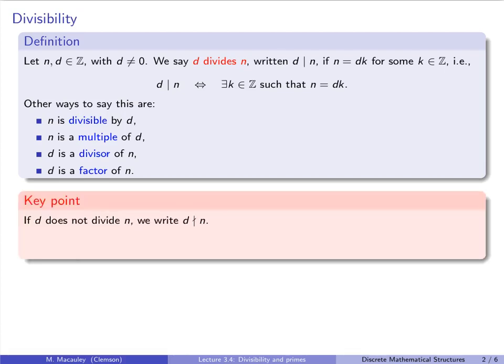Let me pause to make an important and probably straightforward point about when d does not divide n. First of all, we use the same symbol, the vertical bar, but we put a little slash through it this time. And d fails to divide n if and only if n divided by d is not an integer. And here, remember that we are forbidding d to be 0.